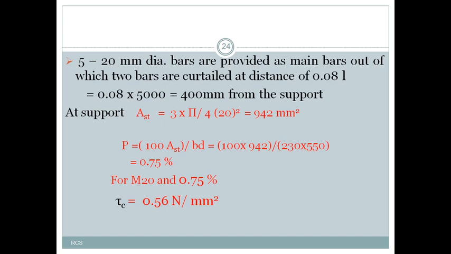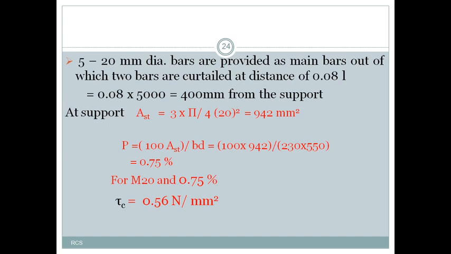That's why there is a provision from the code that some of the bars should be curtailed. That means cut the bar at some distance from the support. So that is 0.08 of the effective length. 0.08 of the effective length of 5000 mm is 400 mm from the support. At 400 mm from the support, we have to cut our main bar. Though we are providing 5 numbers of 20 mm bars, among them only 3 bars go up to the supports and the remaining 2 bars will be stopped at 400 mm from the support on either side of the beam.